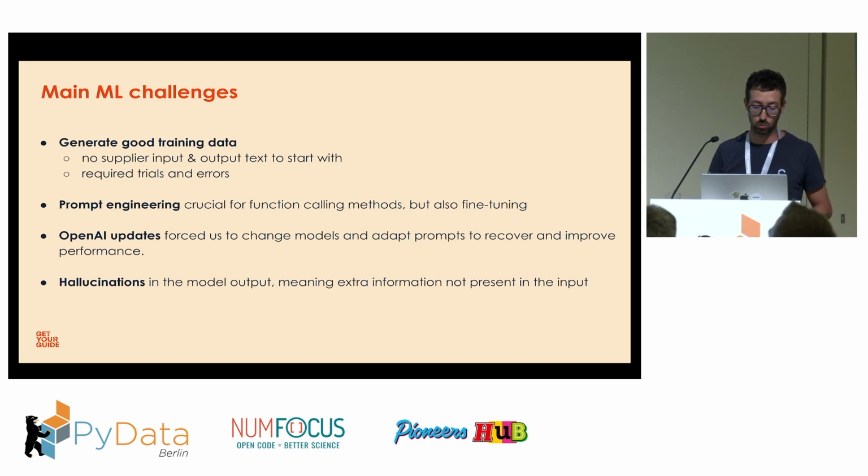And the last challenge, which was the most important for us, was about the hallucinations in the model output, which in our context means that the predicted output contained extra information that was not really present in the raw text of the supplier. Let's go a bit deeper into this part because it was very important for us.